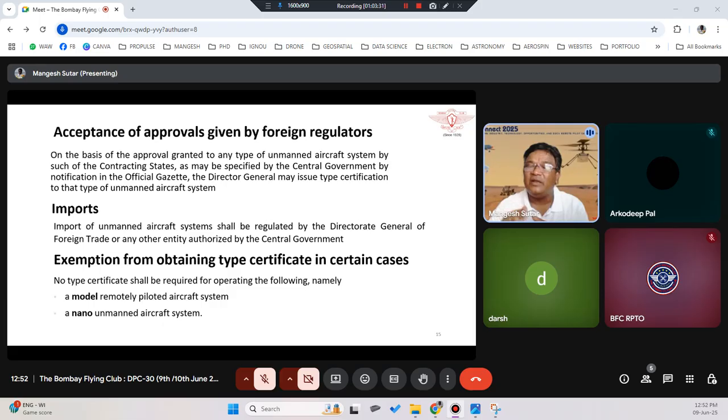Again, it has a limit of less than 25 kg, and it has to be flown only under VLOS conditions. Only those types of UAS are exempted. A model remotely piloted aircraft system and nano unmanned aircraft systems, that means nano drones, are exempted from type certification. That's why those drones don't require to be type certified. You can even make small nano drones and sell them.